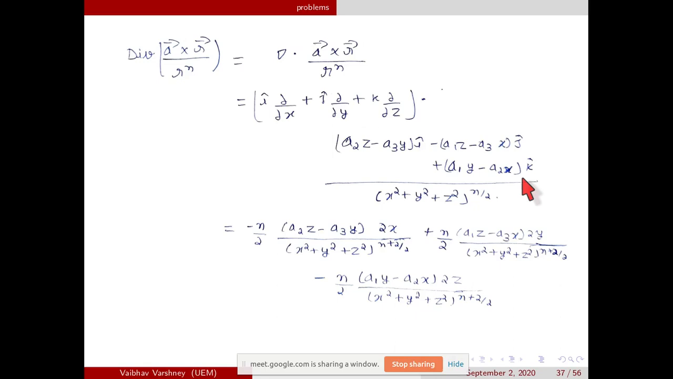Sorry, it's a u by v form. Yeah, it's a u by v form. So you have to do the derivative of both. You cannot directly do it. See, again take one example.